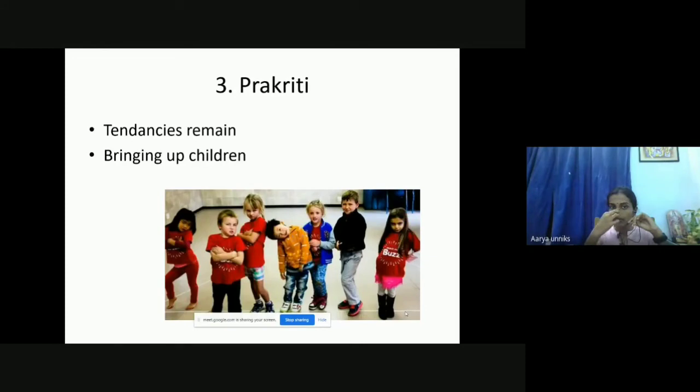Next is with respect to Prakriti. Prakriti is what we have discussed. So we can go into a situation where we consider different children. There are certain tendencies of different Prakritis. We can understand these Manasika Prakritis, and it helps in bringing up children in a better way.